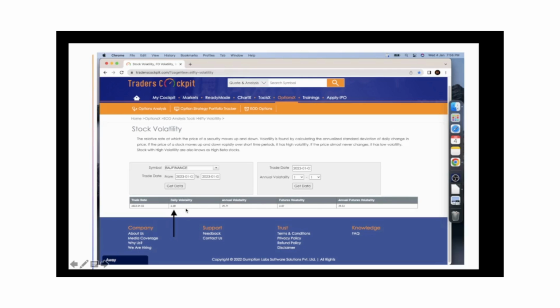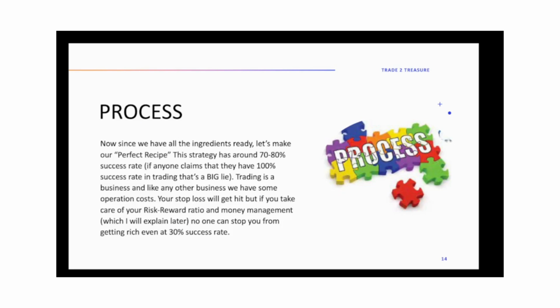So you just have to check it a day before you take the trade of that particular stock. Now let's go to the process. Now since we have all the ingredients ready, let's make our perfect recipe.